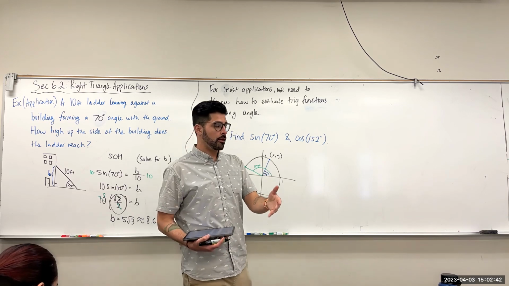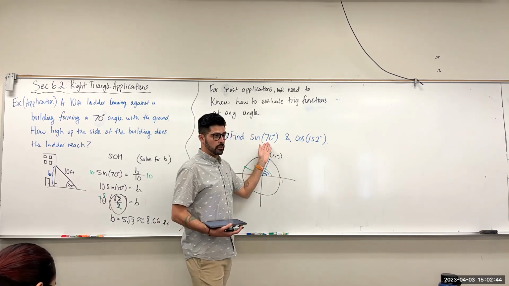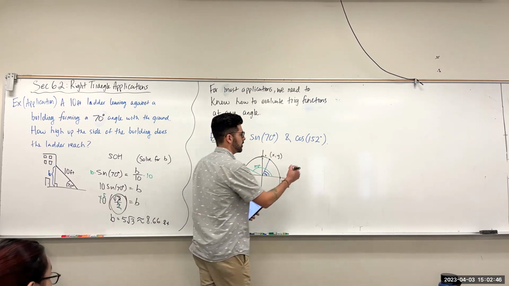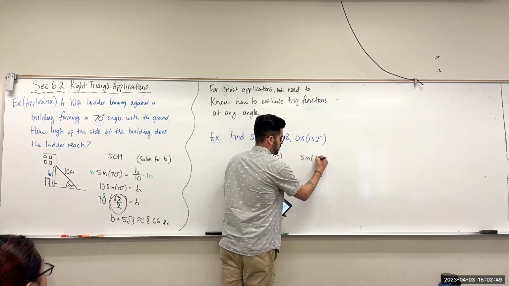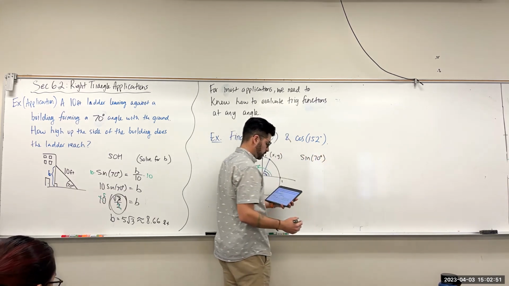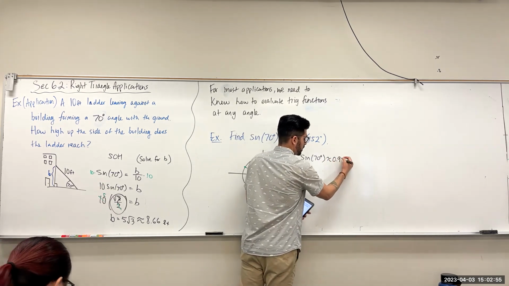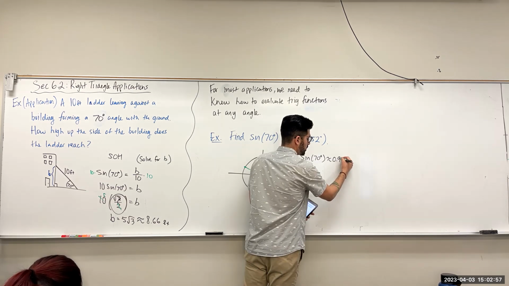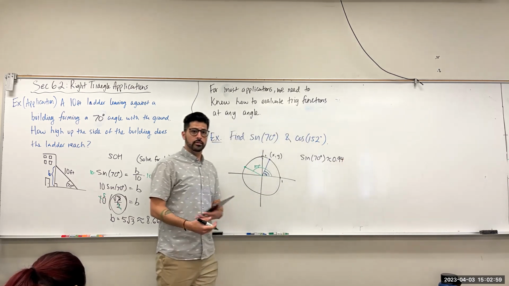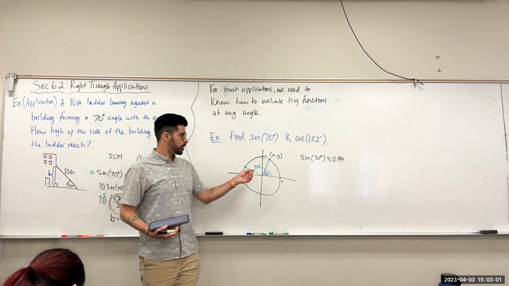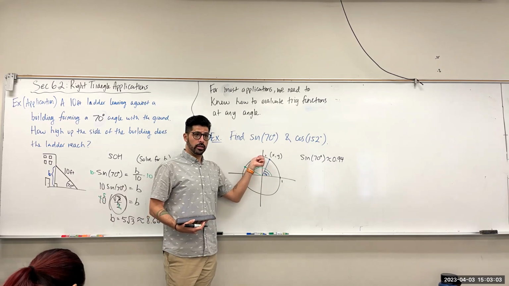So go ahead and go in degree mode. Let's see, what's sine of 70 degrees? 0.94, okay. Which makes sense with what we were saying. It should be something very close to 1.